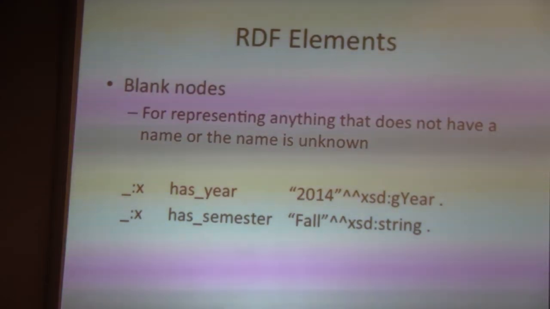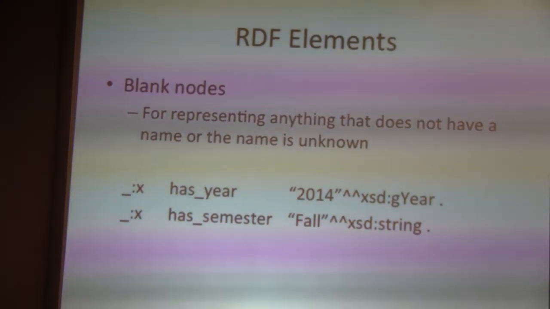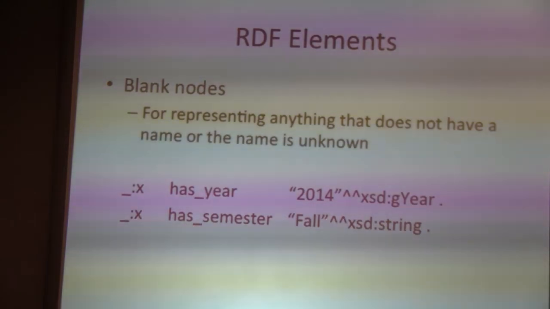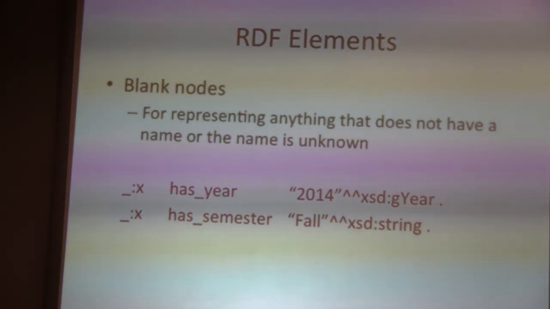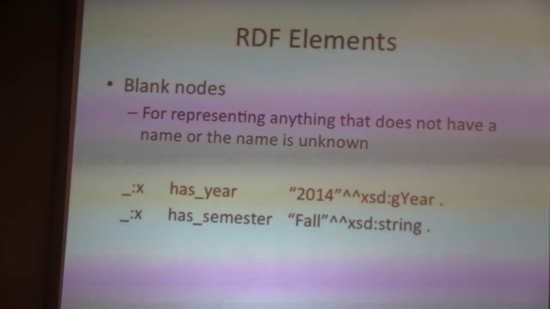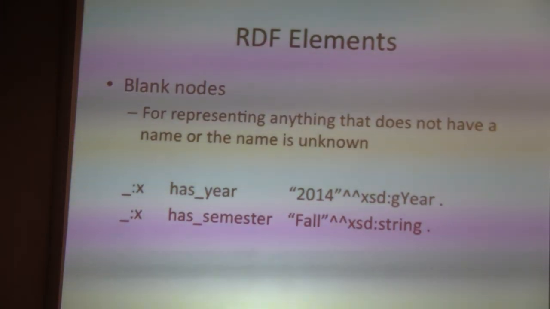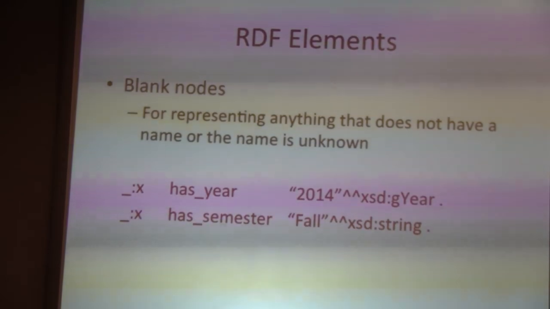So in order to express that relationship, we use the blank node, and then we say there's something that has semester fall, and then has year 2014. So that means that X, that thing, has semester fall and is of the year 2014. I will go through this again later on.